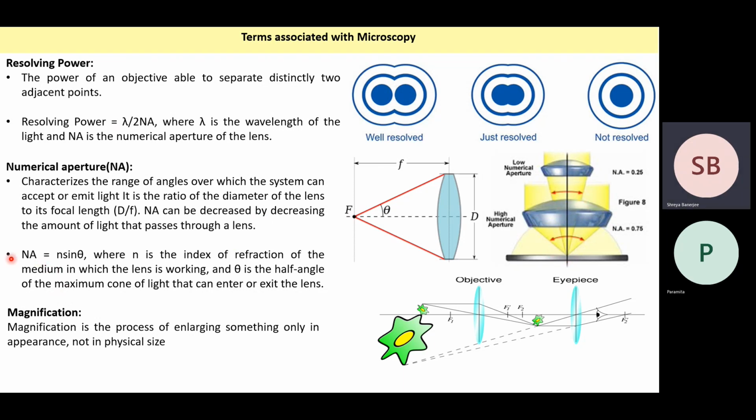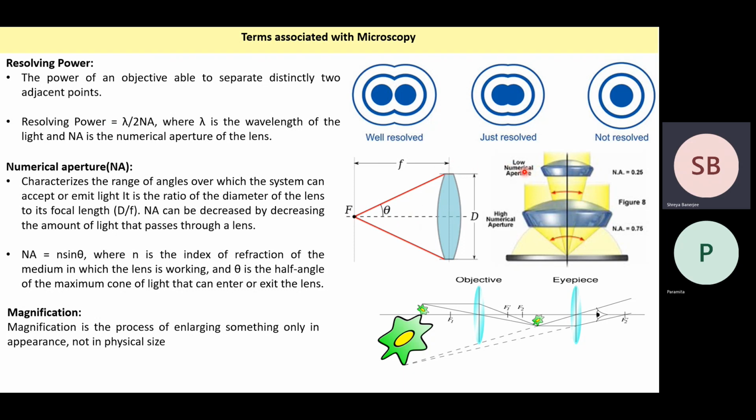Another formula of the numerical aperture, NA, is small n sine theta, where n is the index of refraction of the medium in which the lens is working, and theta is the half angle of the maximum cone of light that can enter or exit the lens.